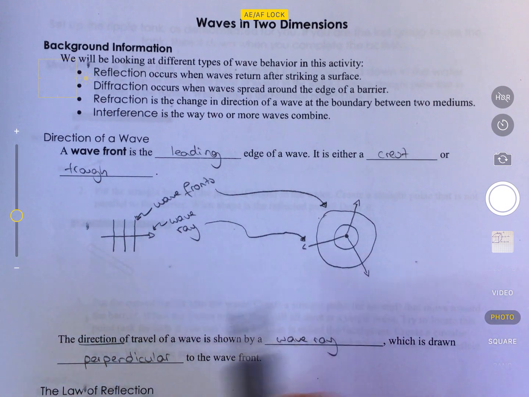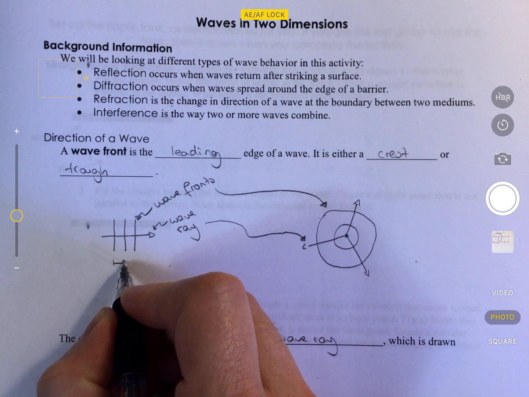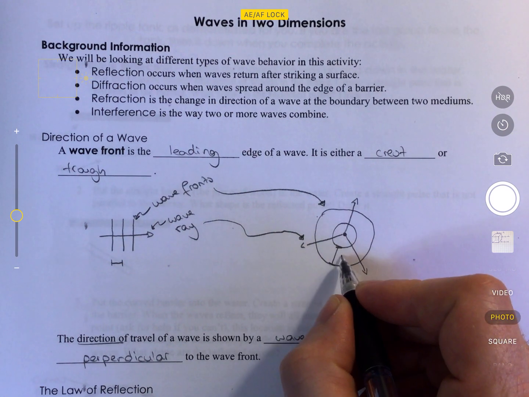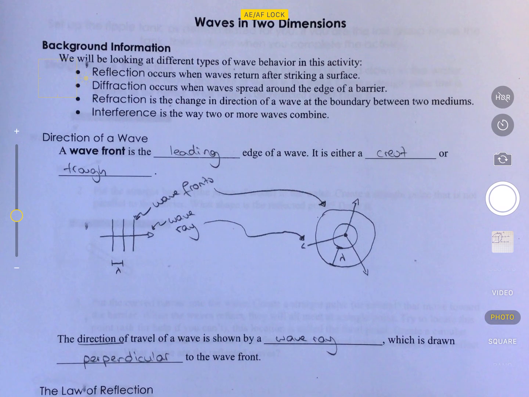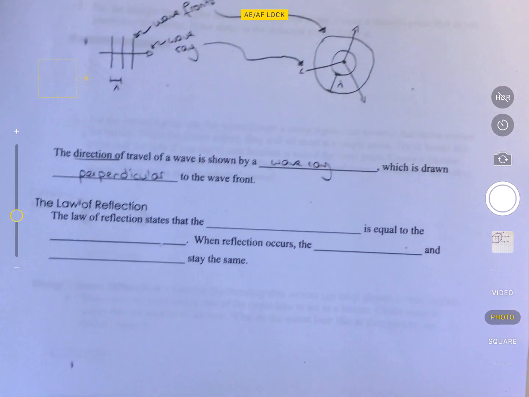One thing to mention, as I did before, just to put that in here, from this point to this point, this would be a wavelength. Okay, from one wavefront to the next wavefront, from a crest to another crest, or from a trough to another trough, which means that we would have a wavelength.